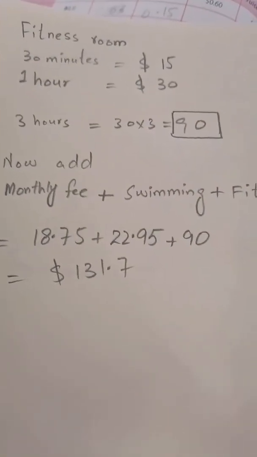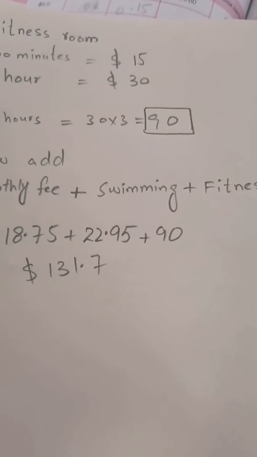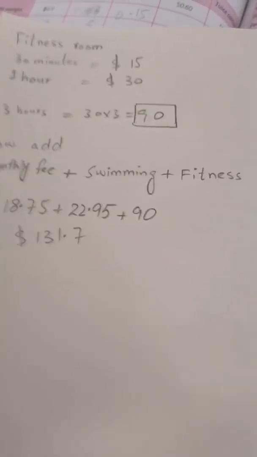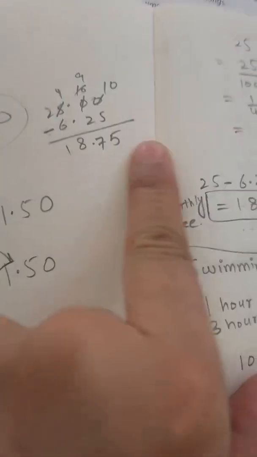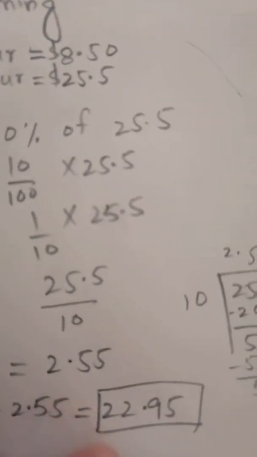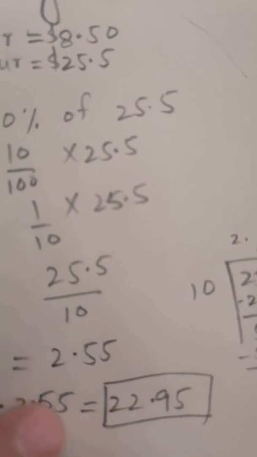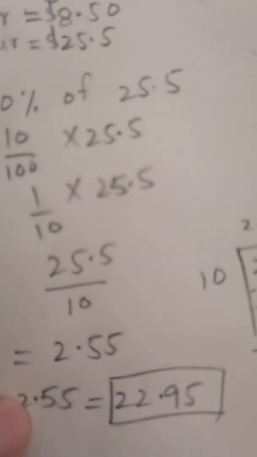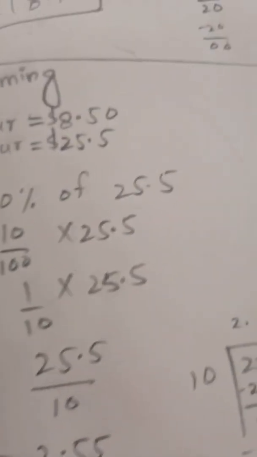Now we will add the monthly fee that we found, the swimming fee and the fitness fee. So monthly fee, we found that it was here 18.75, yes, and swimming we found it was 22.95, sorry, not 75, 22.95, and we found the fitness $90.